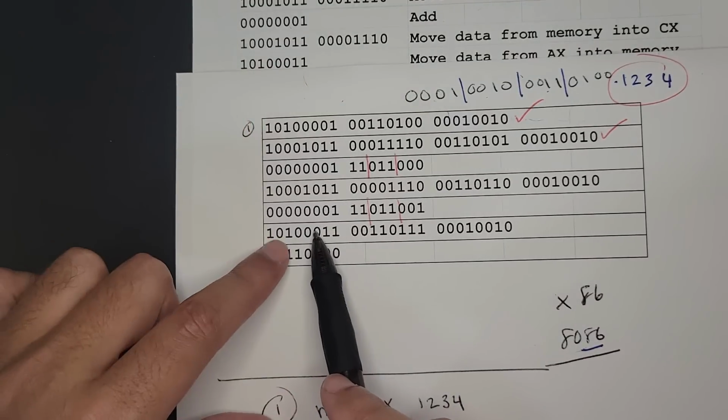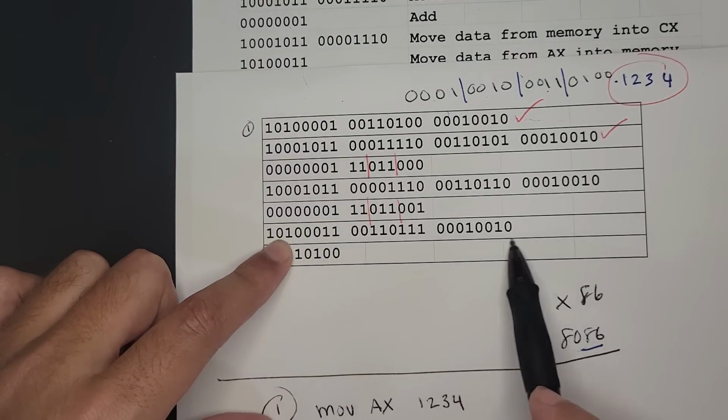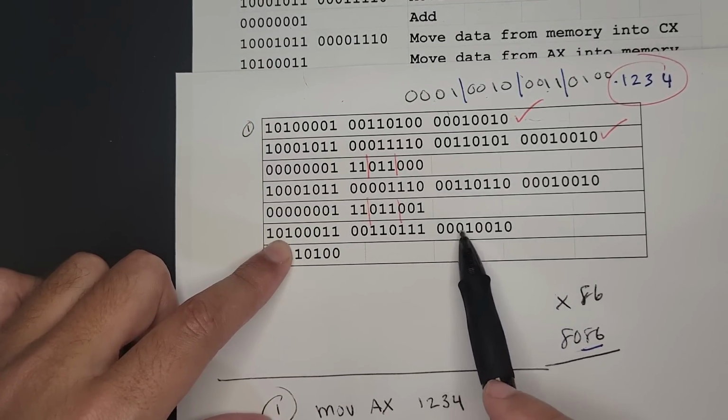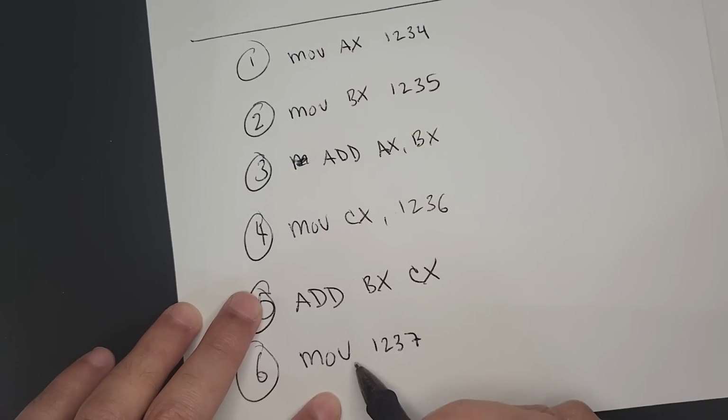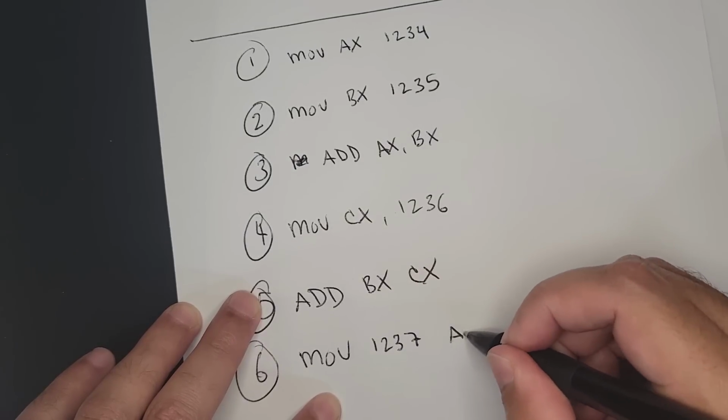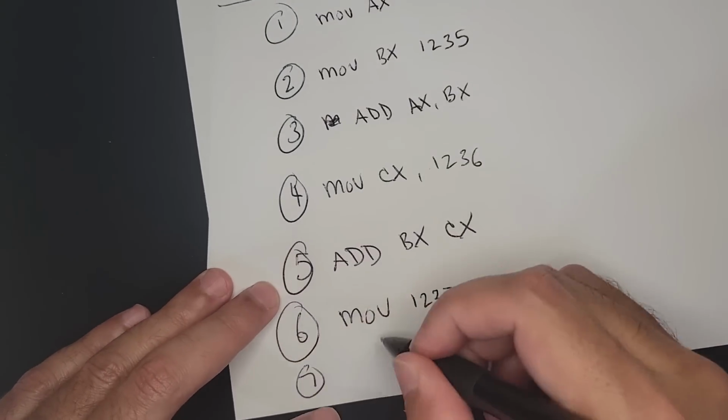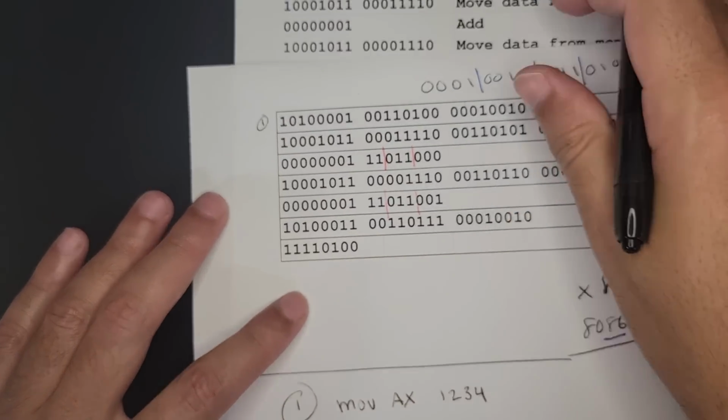We can imagine that the following 16 bits are just going to be the address. In this case, it's going to equal 1237. So we're going to move to 1237 what's in AX. And then 7 just means to halt. If we look this up, we'd see this just means to halt the program.